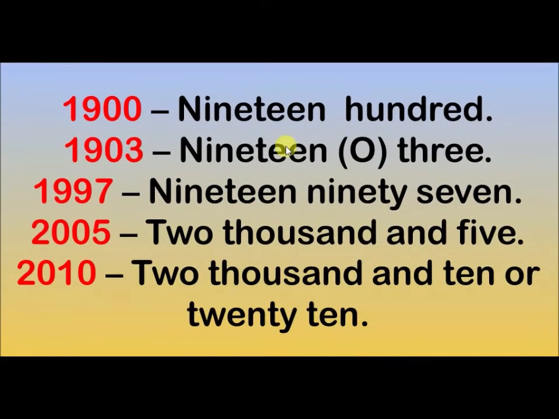The first one I'm going to say nineteen hundred. The second one, nineteen oh three. The third one, nineteen ninety-seven. The fourth one, two thousand five. And the last one I have 2 ways. I can say two thousand ten or twenty ten.